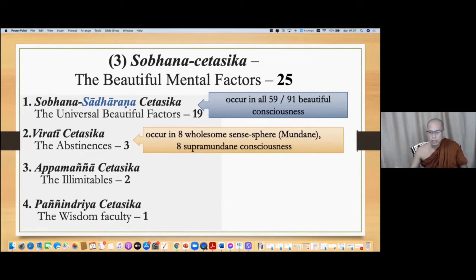So it occurs in all 59 or 91. Among the 89 consciousness, there are 59 beautiful consciousness, except the 30 non-beautiful ones, which are unwholesome and rootless. And among the 121, there are 91 beautiful consciousness. So the 19 mental factors arise with all beautiful consciousness, 59 or 91. Then the second group is Virati Cetasika. Virati is translated as abstinence.